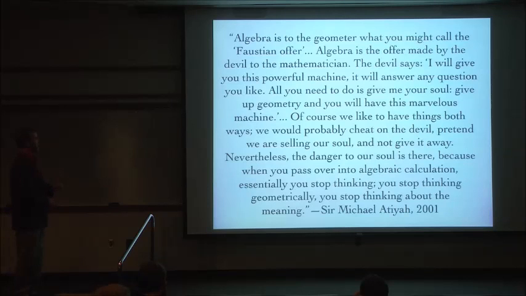So it says, algebra is to the geometer what you might call the Faustian offer. Algebra is the offer made by the devil to the mathematician. The devil says, I will give you this powerful machine. It will answer any question you like. All you need to do is give me your soul. Give up geometry, and you'll have this marvelous machine.